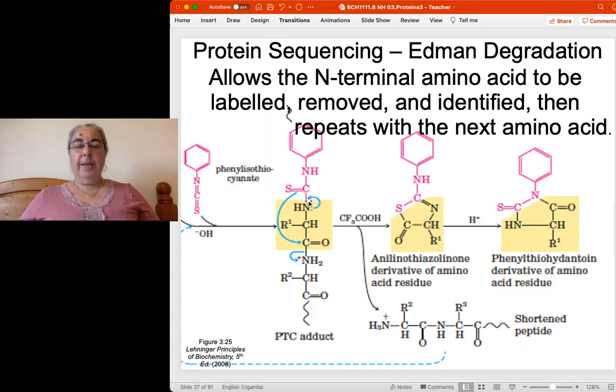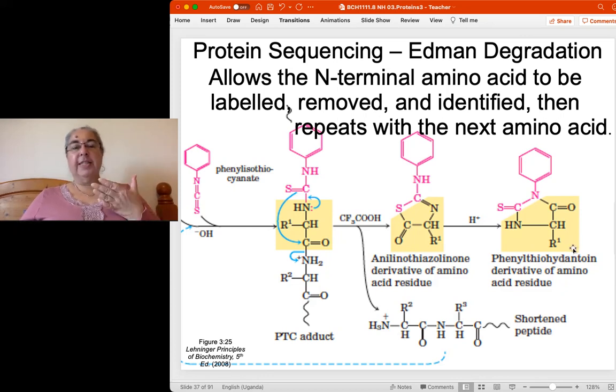not only the N-terminal amino acid can be found, but a series of N-terminal amino acids. So the label becomes attached to the amino acid at the N-terminal end, and then the peptide bond is cleaved to release that final amino acid. Okay, and the amino acid that has the label attached to it can be identified. And then the procedure can be repeated with the next amino acid. So another amino acid is labeled and another amino acid is identified.